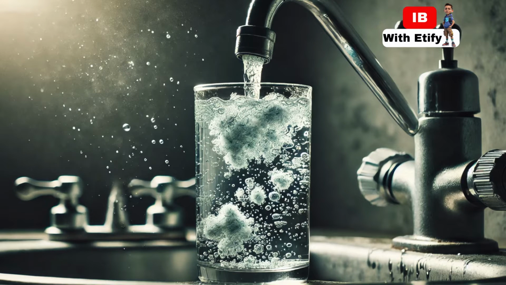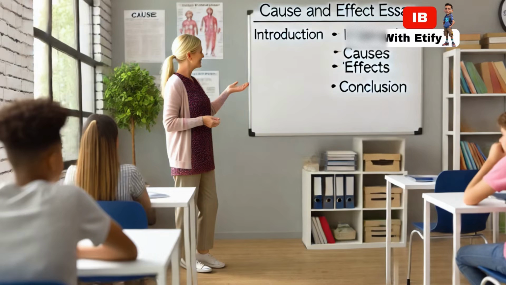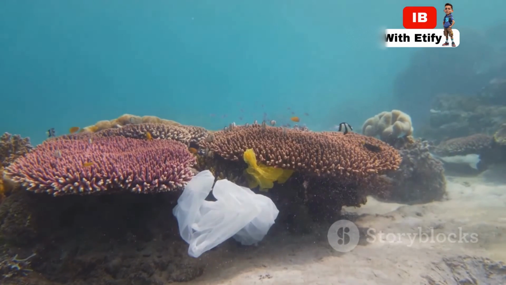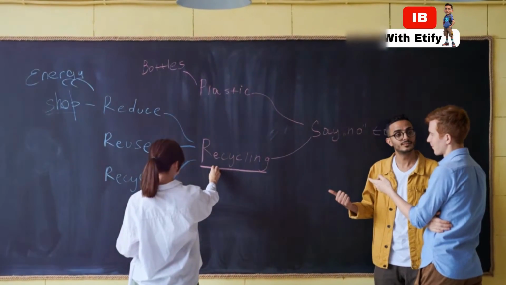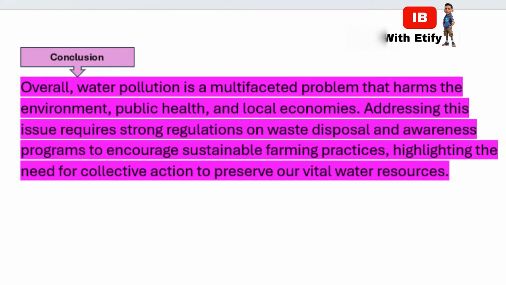That sounds terrible. And if I were writing an essay on this, I'd start by explaining each cause, right? Then I'd talk about the effects? Exactly. You'd outline each main cause, like industrial waste or agricultural runoff, and then describe how these causes lead to specific effects, like harm to marine life and risks to human health. You can tie it all together in your conclusion by emphasizing the importance of addressing water pollution.